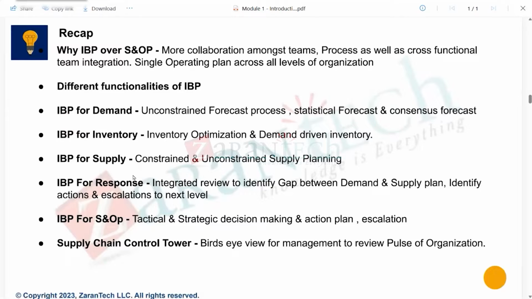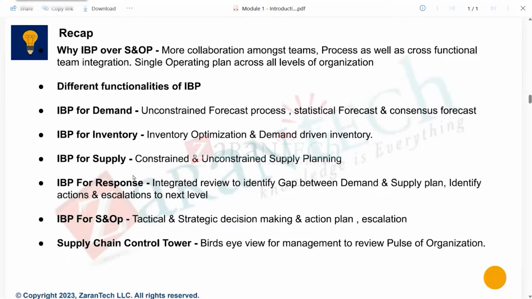Then we went into the different functionalities, or different work streams, of IBP, like IBP for demand, wherein we understood the unconstrained forecast. What exactly is the unconstrained forecast? How, at a high level, is the statistical forecast generated by the system? When we get into the real system scenarios by logging into IBP, at that time we'll test how exactly the algorithms work, or how you can select specific algorithms. Finally, there is a consensus forecast between the sales and the supply chain or demand planner, which becomes the sacrosanct data numbers for the specific horizon.